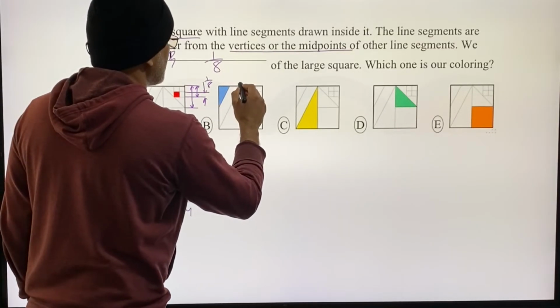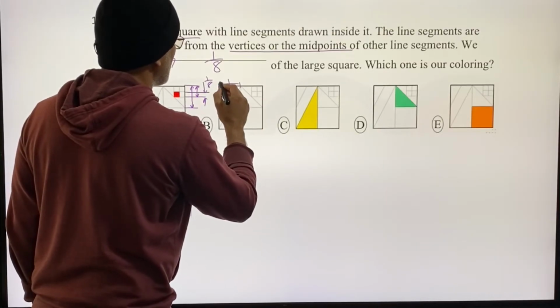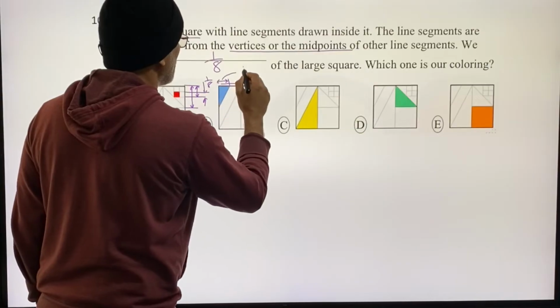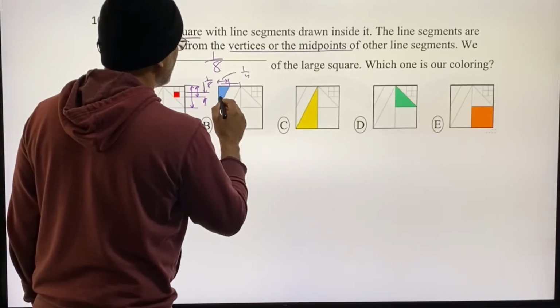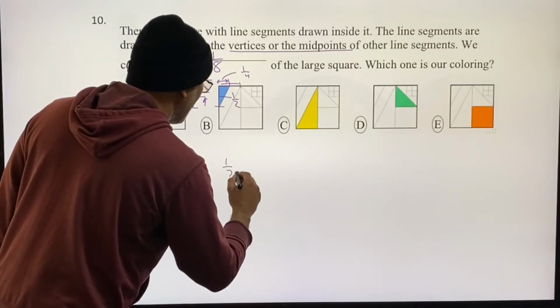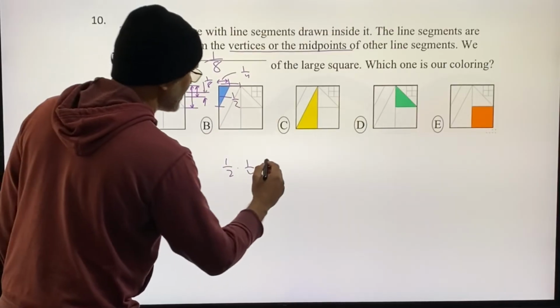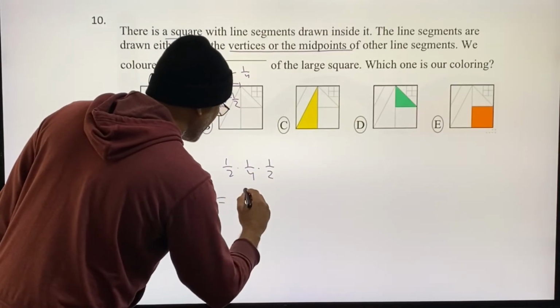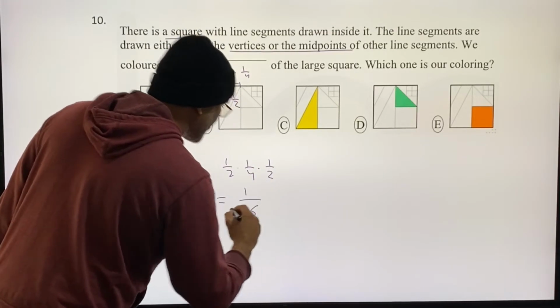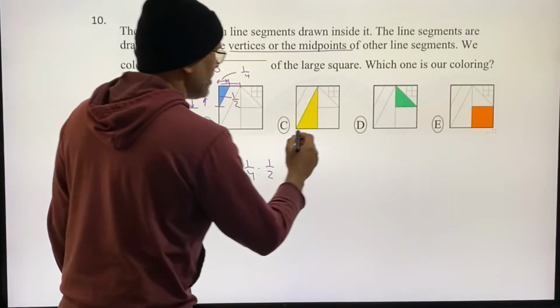All right, let me calculate the area here. I know that this is half, so this is half of that, so this is going to be 1/4, and this is half, right? So area of the triangle is half times base. Base is 1/4 times height is half. So this is going to be 1/16.